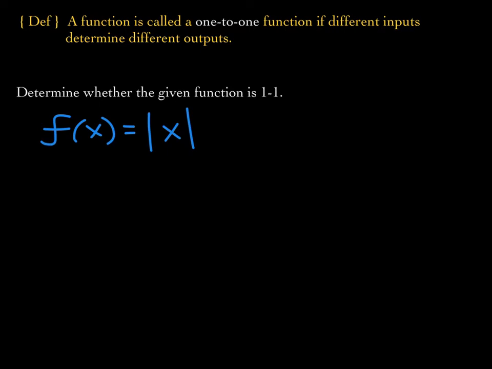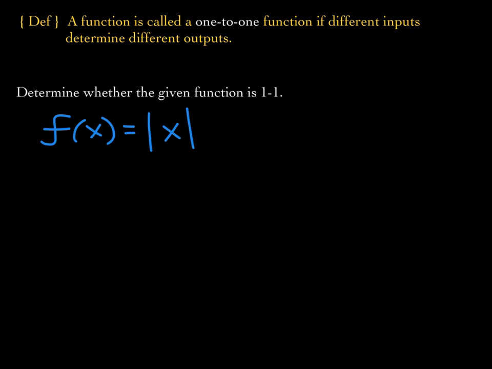So look at this. Determine whether this given function is one-to-one. Now the question is not, is it a function? The question is, is the function one-to-one? Do different inputs determine different outputs? Every time I plug something different in, do I get something different out? So let's consider some input values.